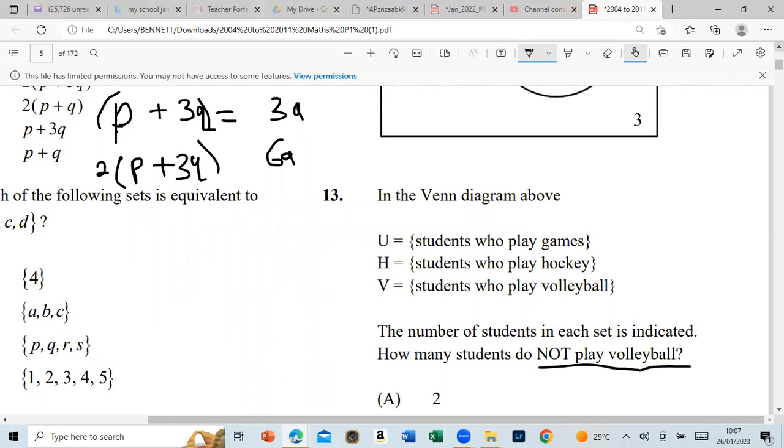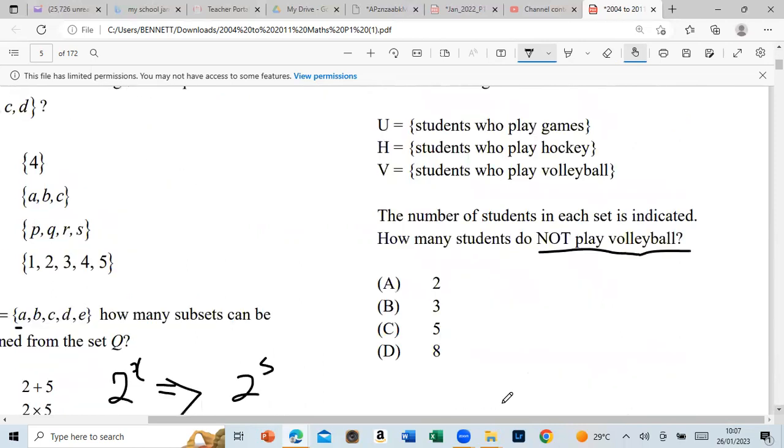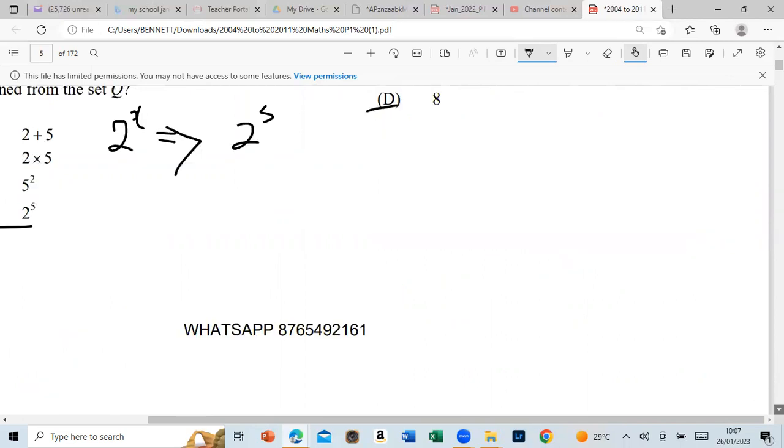Alright, so guys, this can be tricky. Volleyball, that is B. Alright, so we have 5, then I play hockey alone, and 3, and I play nothing. So it will be 8. For that one, 8 in all. Right, let's move on.